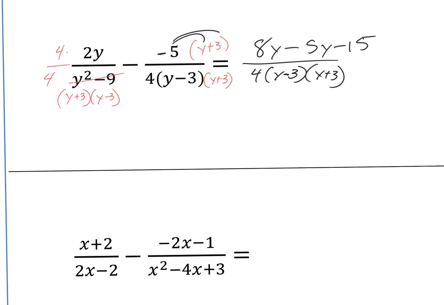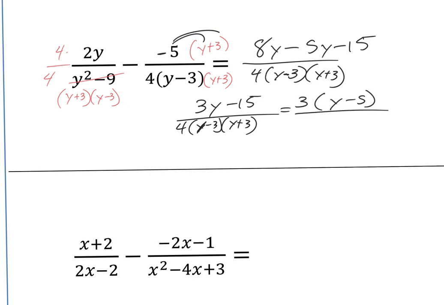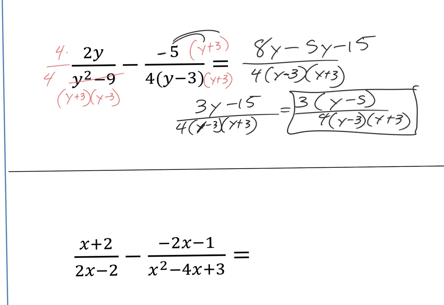All right, now let's see what we can do to cancel out or simplify down. So I have 8y minus 5y. I can combine the like terms there and get 3y minus 15. Again, over 4, y minus 3, y plus 3. And now what can I factor out? Well, I could factor out a 3. And if I did that, I would have 3 times y minus 5 over 4, y minus 3, y plus 3. And there isn't anything here that cancels out, so we're done.